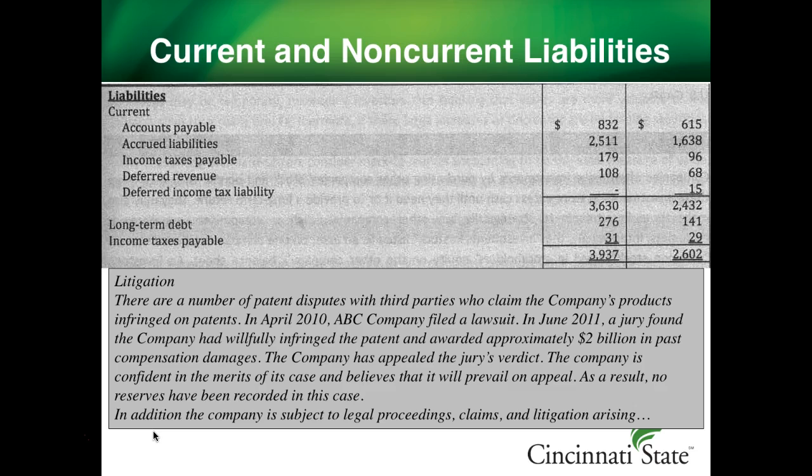Research in Motion's balances as of February 26, 2011 are: income taxes payable of $179 million, deferred income tax liability of 0, and income tax payable that is not due in the next 12 months of $31 million. Some of the disclosure for litigation is that there are a number of patent disputes with third parties who claim the company's products infringe on patents. The company has been awarded approximately $2 billion in past compensation damages. The company has appealed the jury's verdict.